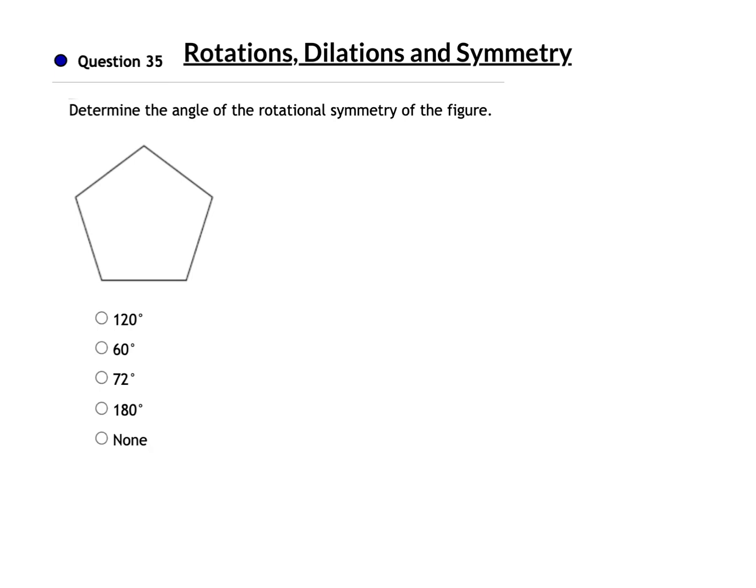Question 35 is rotational symmetry. Rotational symmetry is when you rotate about a point, and this is a regular pentagon, it looks like, and the angle of rotational symmetry would be that angle right there. If I rotated that angle, the figure would match up with itself. That's 360 divided by 5, which is 72 degrees.